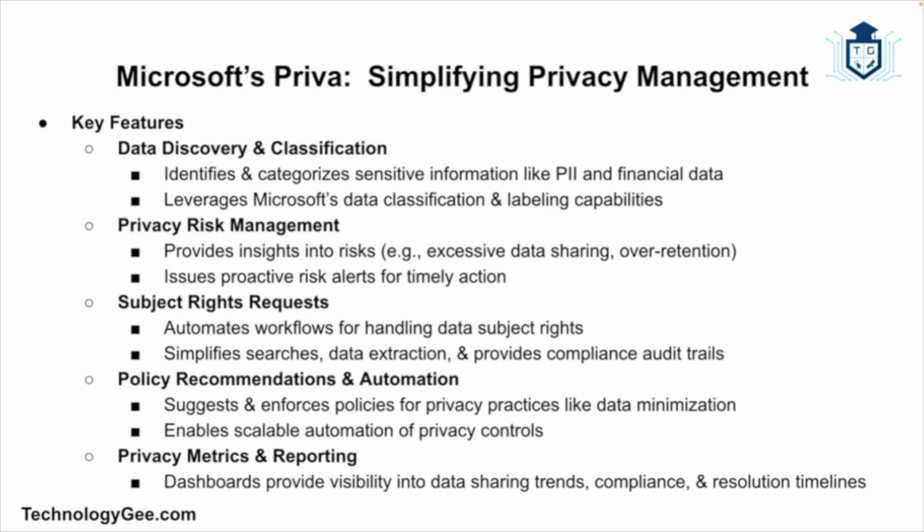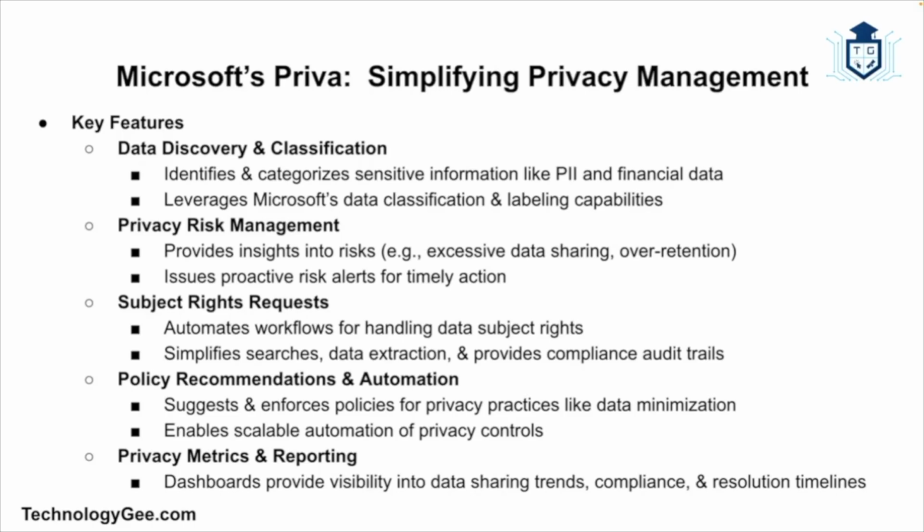And some of the key features of Microsoft Priva are as follows. So it offers data discovery and classification. Priva helps organizations identify and categorize sensitive information, such as personally identifiable information and financial data. It integrates with Microsoft's broader data classification and labeling capabilities to streamline privacy management.